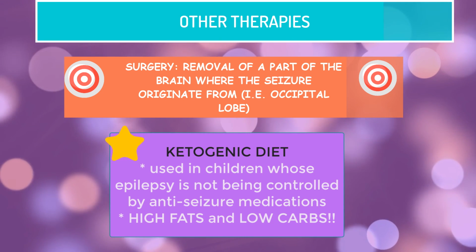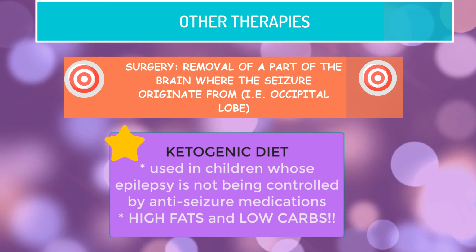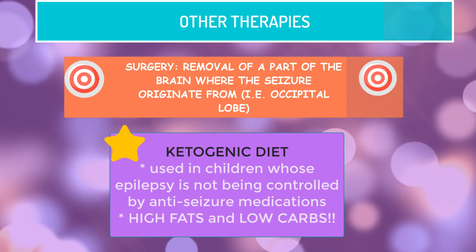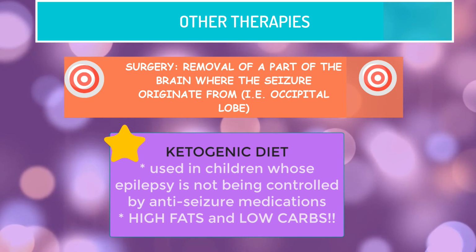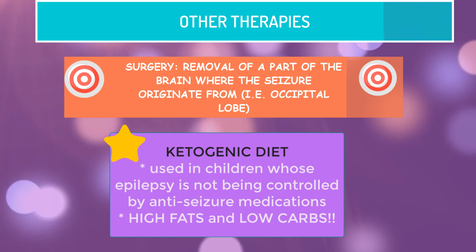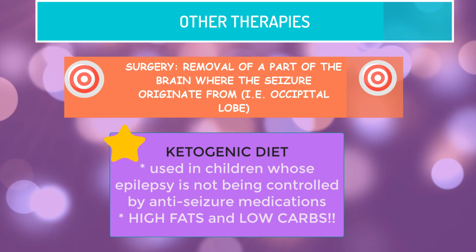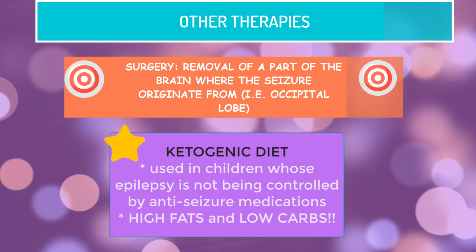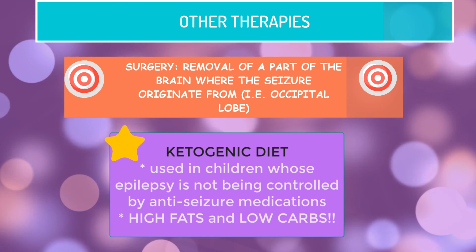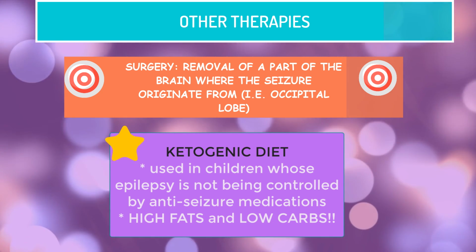There are other therapies that are used for patients that have seizures, for example, surgery, where they remove a part of the brain where the seizure originates from. For example, if the seizure comes from the occipital lobe, they will remove that lobe. If it's coming from the frontal lobe, they will remove the frontal lobe. Also, in children whose epilepsy is not being controlled by anti-seizure medications, they are placed on a ketogenic diet, which means that they are on high fats and low carbs.